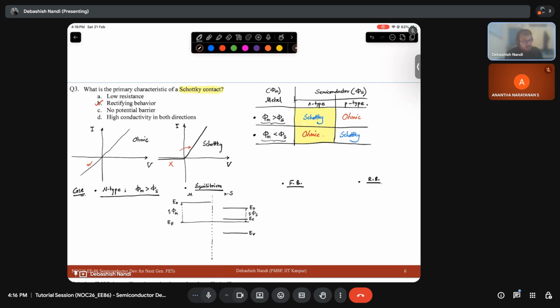So what we have studied from the first lecture is that for the continuity of local vacuum electric field, bands will bend, and these bands will follow because Eg and electron affinity are constant for the material, right?